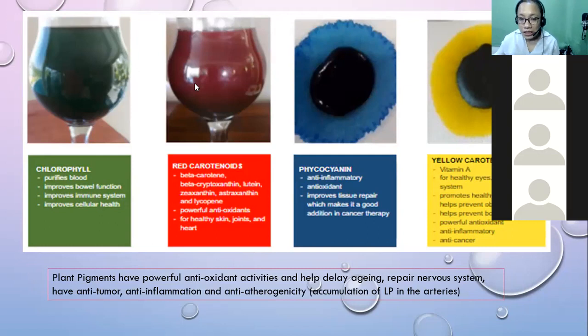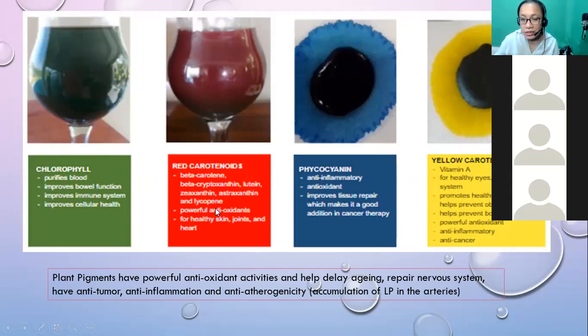Okay, so pagkikita nyo, kompleto siya ng pigment: chlorophyll, red pigment, carotenoid, then we have the yellow pigment, the yellow carotenoid, and then we have the blue pigment, the phycocyanin. So dito pa lang, pag titignan ninyo ang kanyang benefit na ipoprovide, chlorophyll is a very good support for the immune system and very good support for detoxification. It purifies the blood and it improves bowel function because it contains fiber.